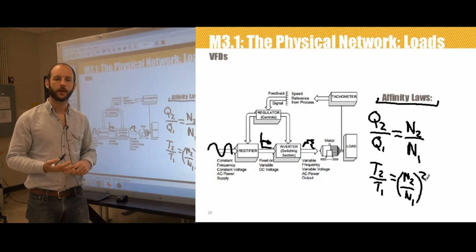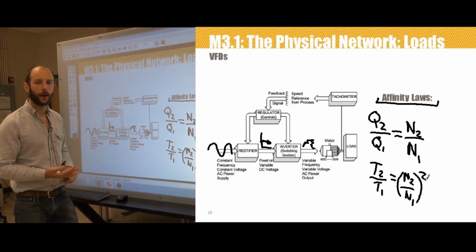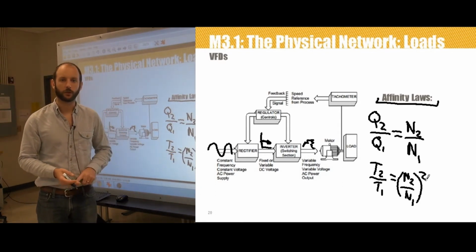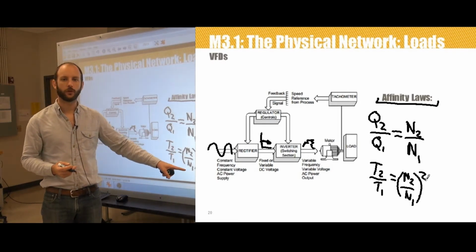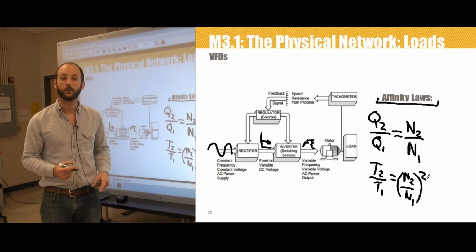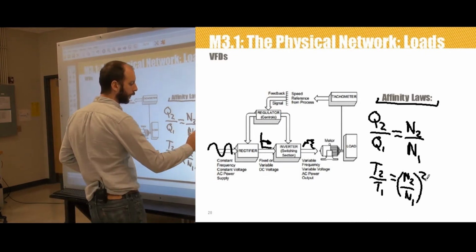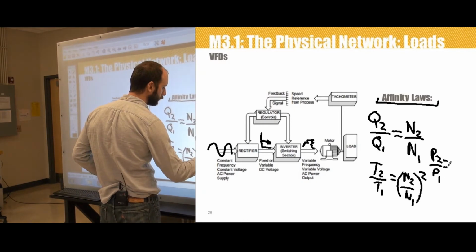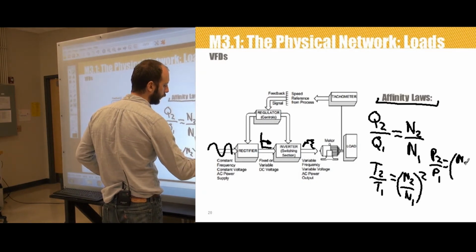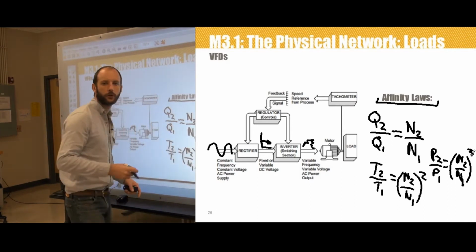And then the third one that we mentioned is power, right? And power is actually just to the third. It's the ratio of power is equal to the ratio of speed to the third. So I'll just write that one over here. Power 2 over power 1 is equal to N2 over N1 third or cubed.